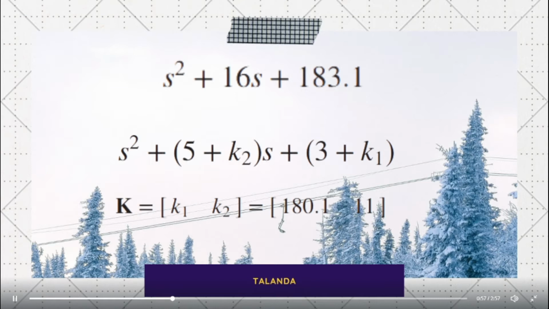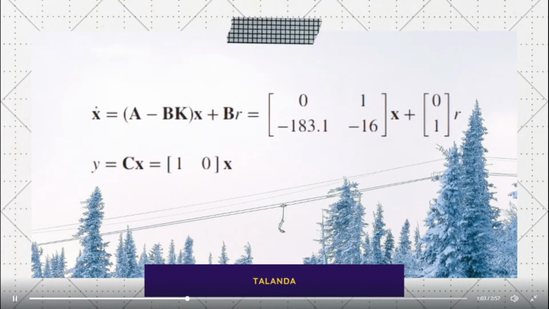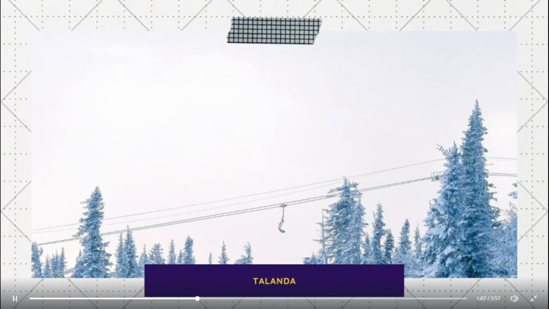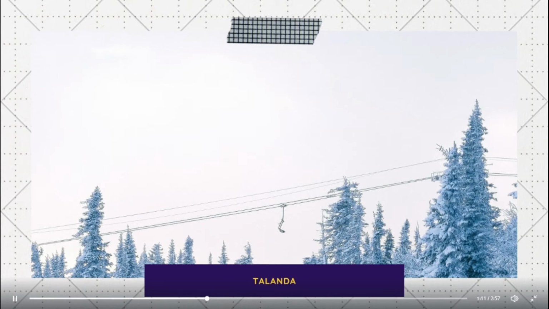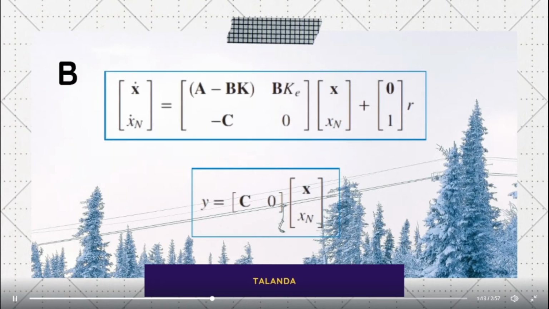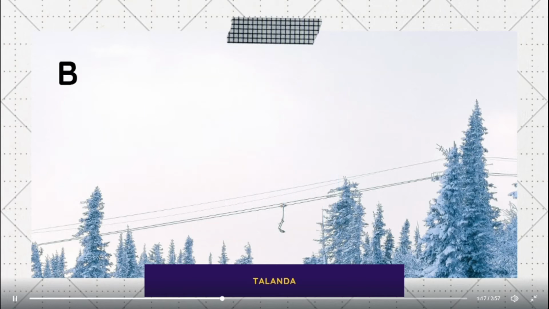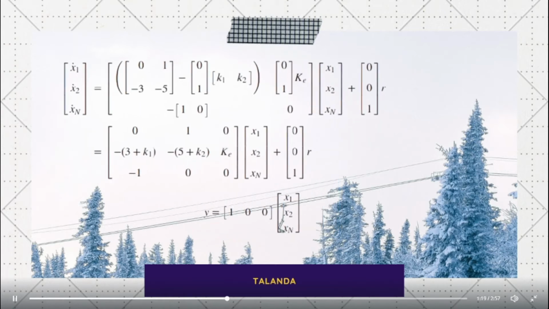The controlled plant with state variable feedback represented in phase variable form is shown. We can calculate the steady state error for a step input as shown. So our answer for A is 0.995. For part B, the equation we came up with earlier in our concept is now used to represent the integral control plant as shown.